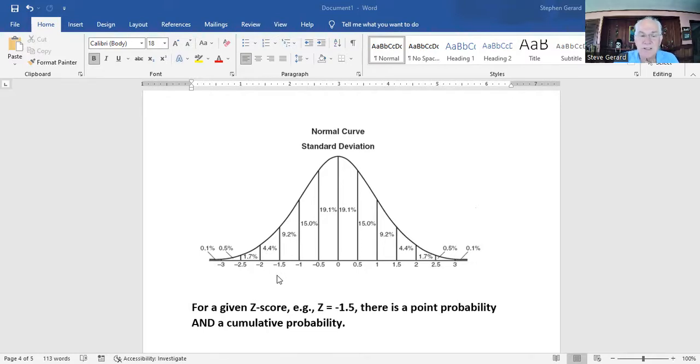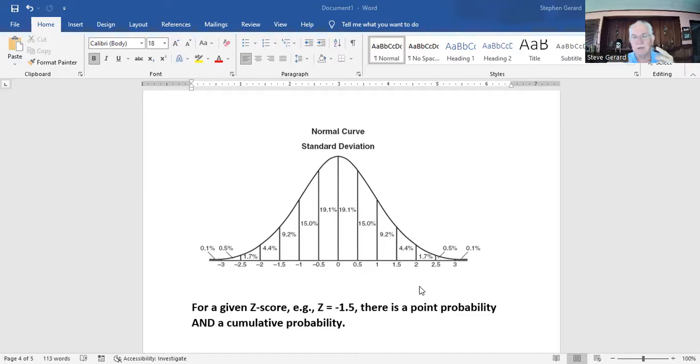The cumulative probability of getting a negative 1.5 is everything from this side to the left. Now, clearly, there's a lot more from here over than there is from here over. So the cumulative probability as z-scores get more positive or larger gets bigger and bigger. But the point probabilities will be exactly the same between them. So back to the two key concepts here.